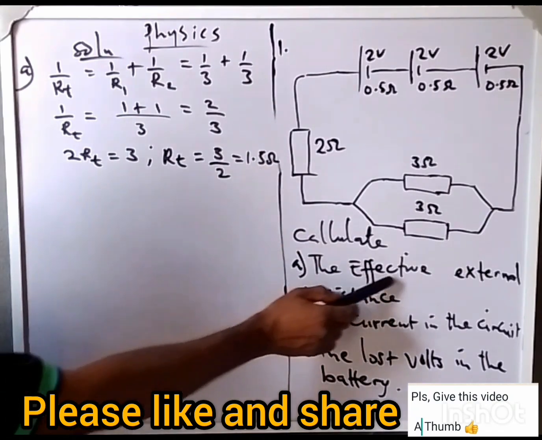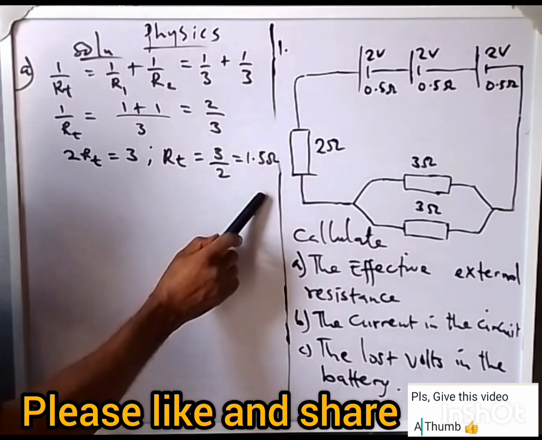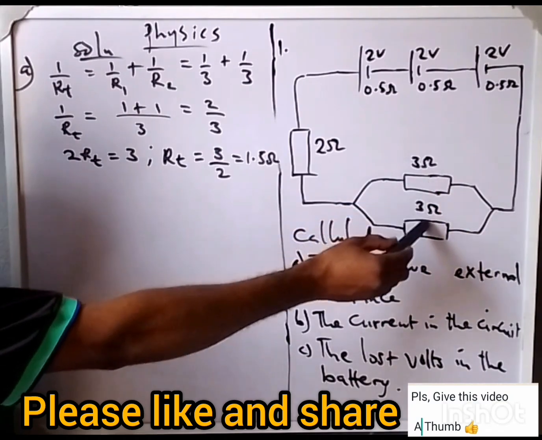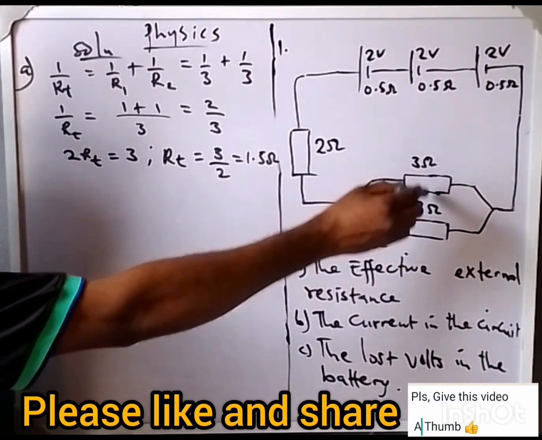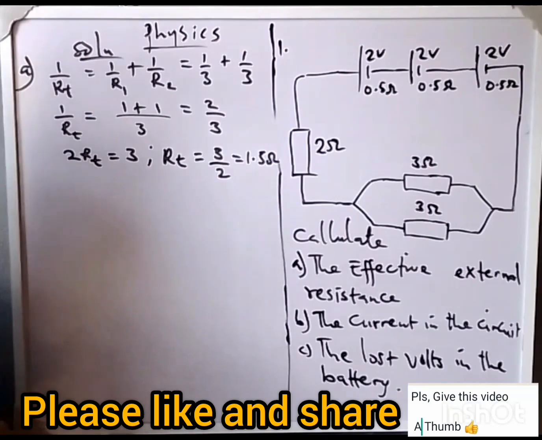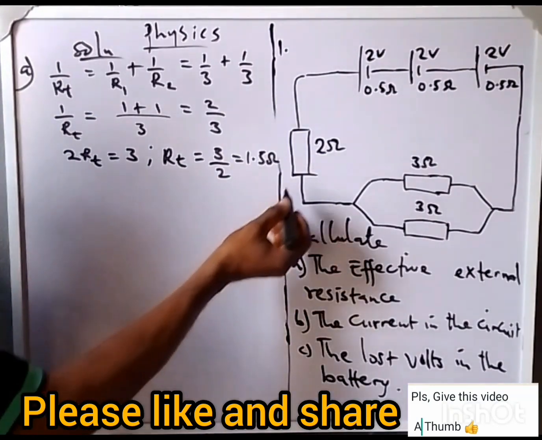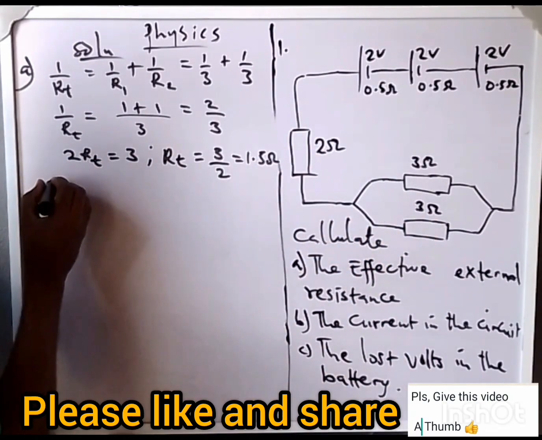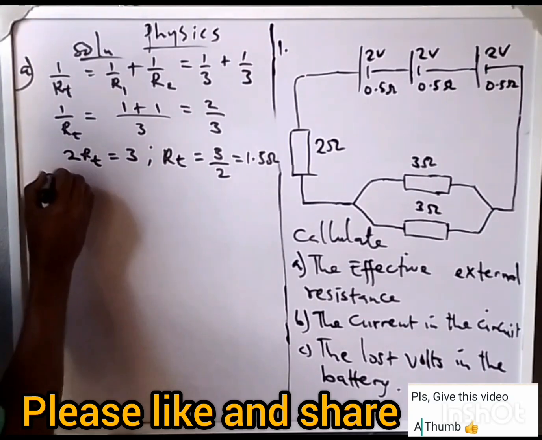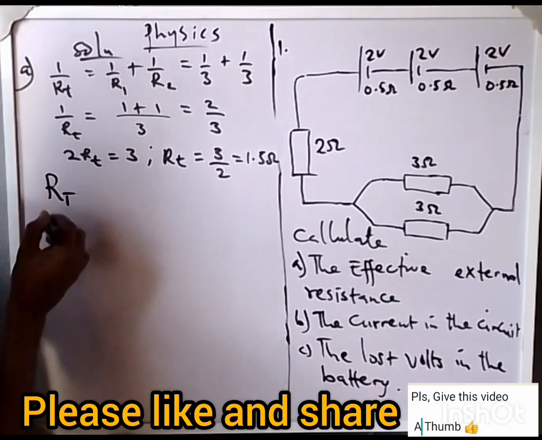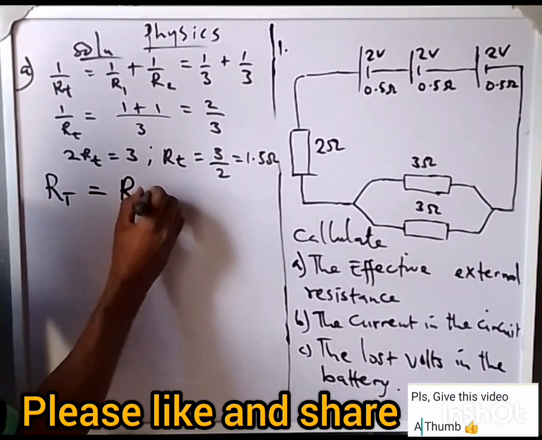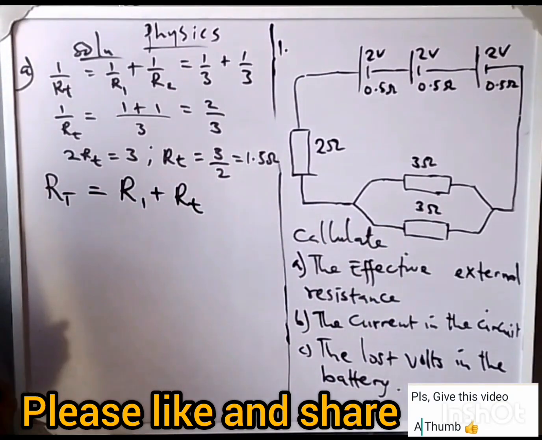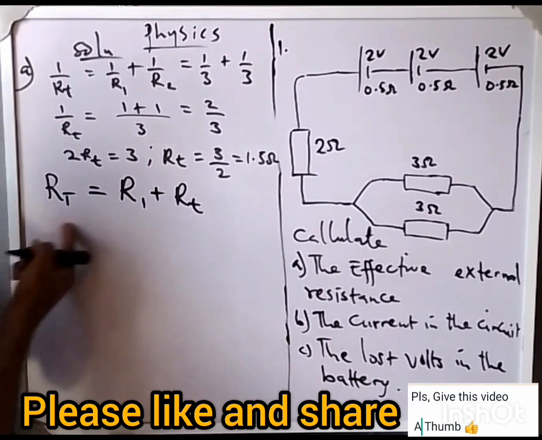The question says you find the effective external resistance. So, you have succeeded in getting the effective resistance of the resistors in parallel. So, we now connect it to this other one that is here. It is now in series. So I'm now going to say that the effective external resistance, capital RT, must be equal to R1 plus small rt, because it is now in series connection.